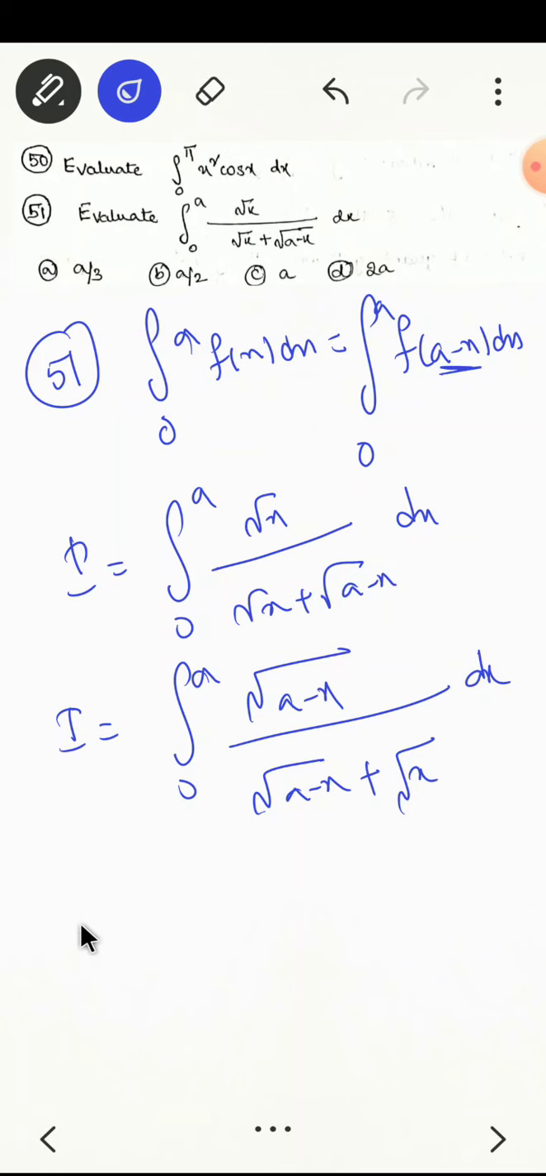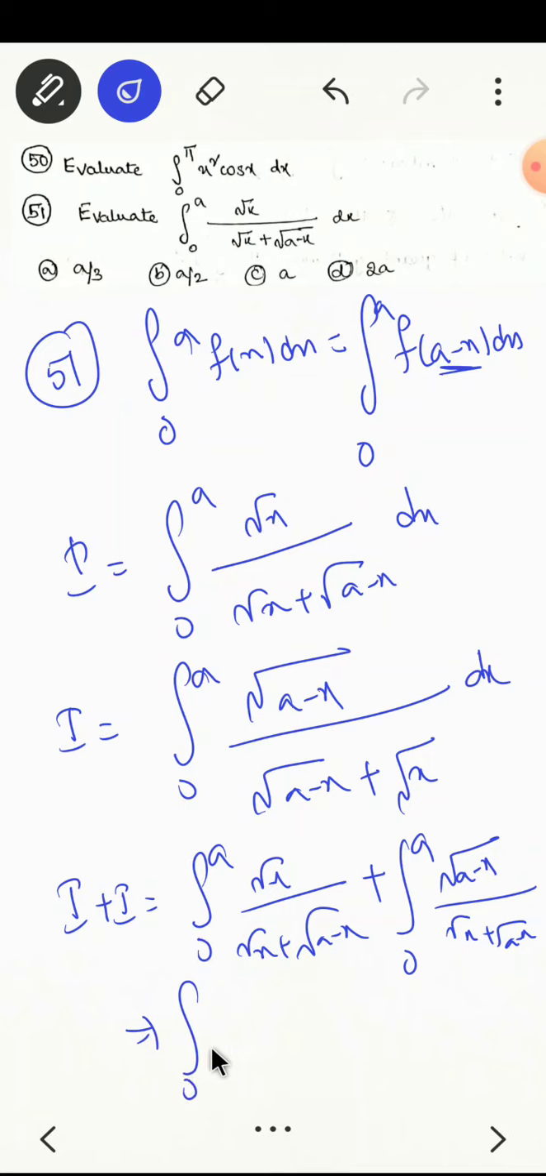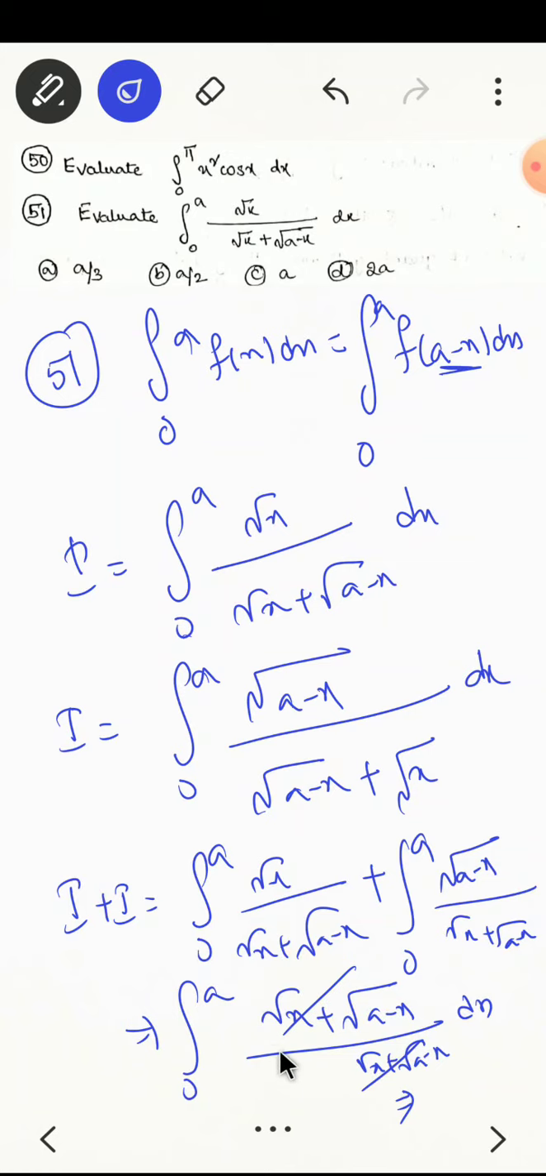If I add both, I plus I will be the integral from 0 to a of root x by root x plus root over a minus x, plus the integral from 0 to a of root over a minus x by root x plus root over a minus x. Now if you add both, the integral from 0 to a of root x plus root a minus x divided by root x plus root a minus x, the common denominator, dx. Now the numerator and denominator get cancelled.